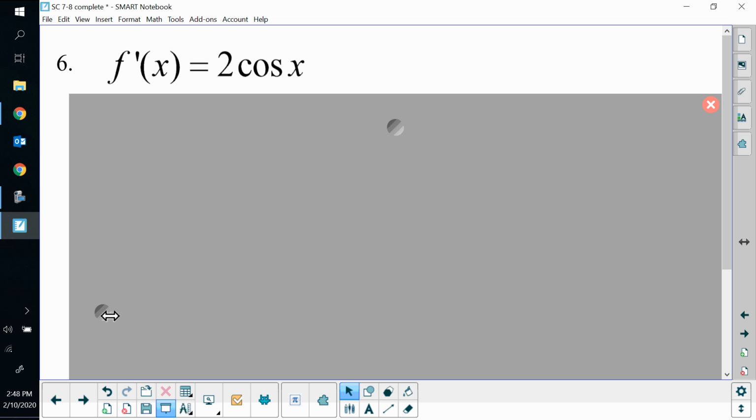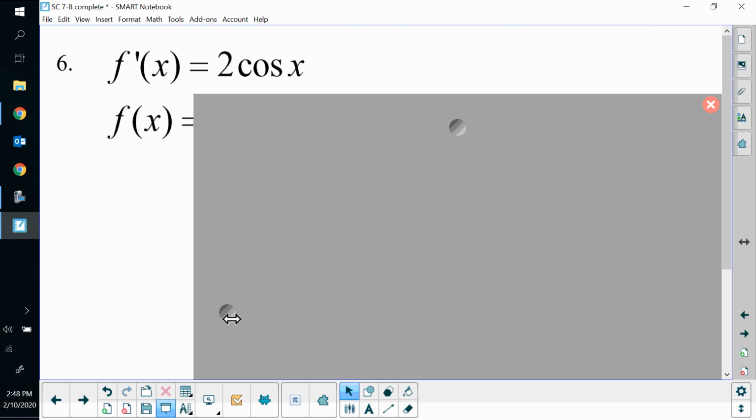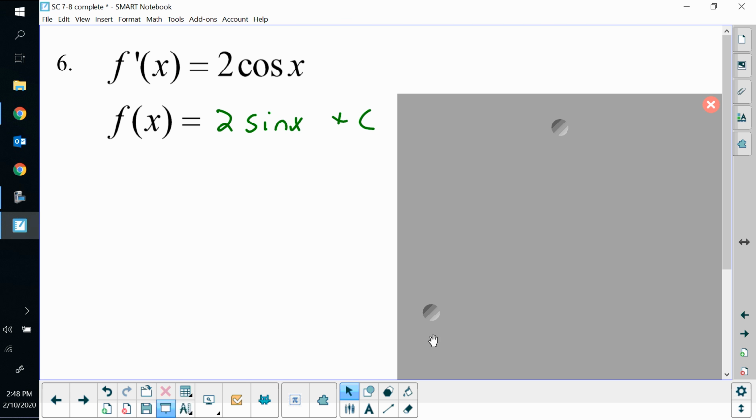All right, so our notation, we should have little f of x. If you have cos, the thing that came before cos was sine, keep the 2 out front, so we'll have 2 sine x plus c.